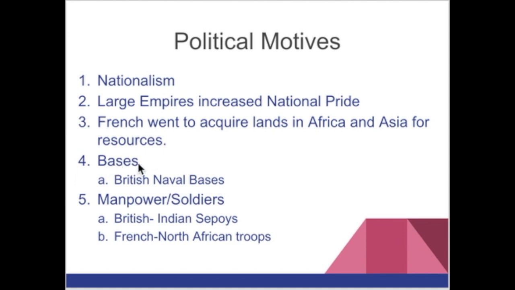You're going to see the British looking for naval bases in order to get to all of their different colonies that they are acquiring. And then you're also looking in these political motivations for soldiers that will help you to enforce and control your colonies, and sometimes to even fight other European countries to keep them out of your colonies.